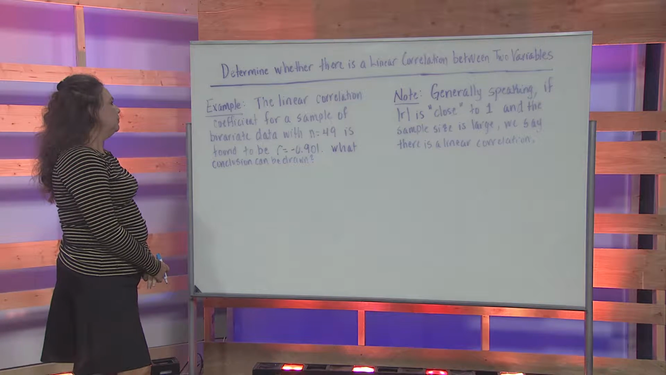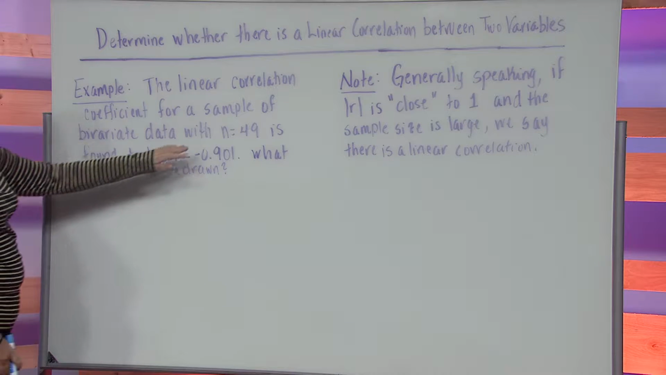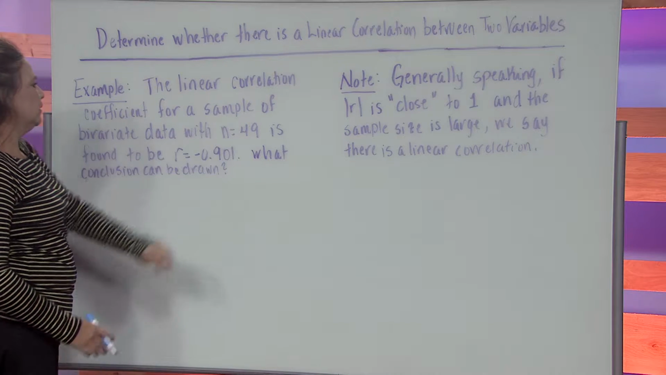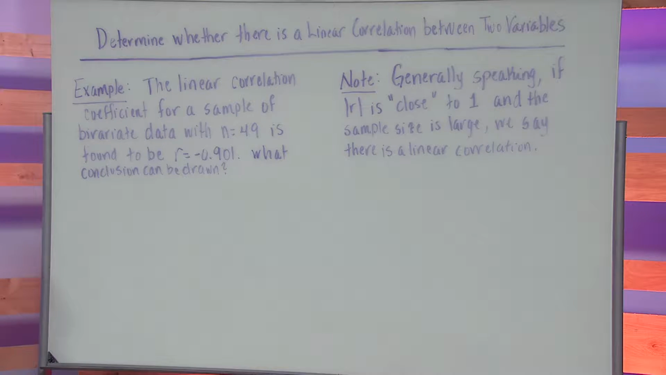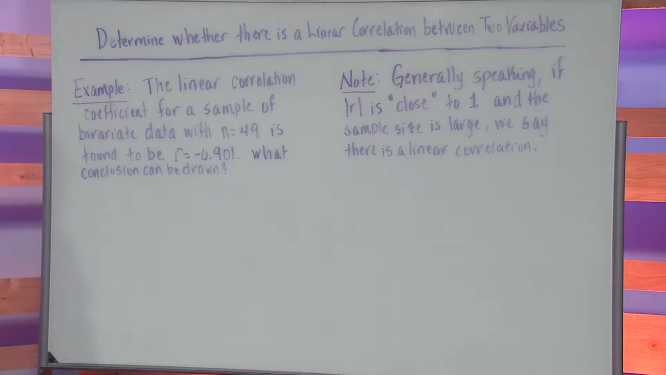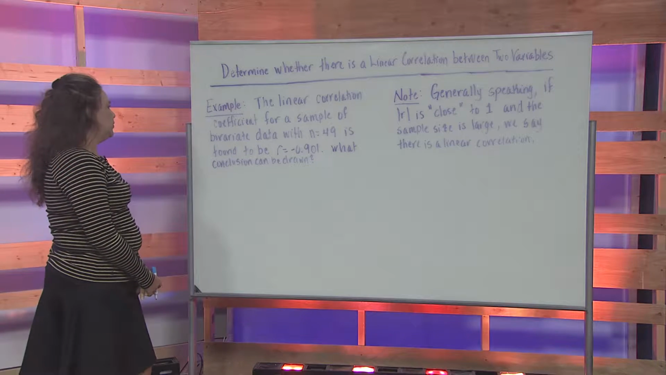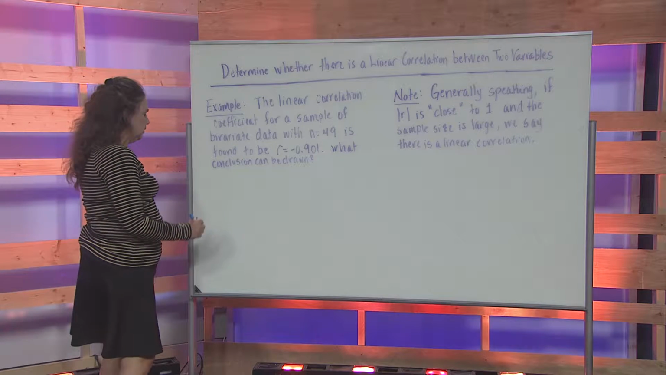In this example, we're given that the linear correlation coefficient, which is r, for a sample of bivariate data with a sample size n equal to 49, is found to be r equal to negative 0.901. And we want to know what conclusions can be drawn. So there's a few things I would like to look at.